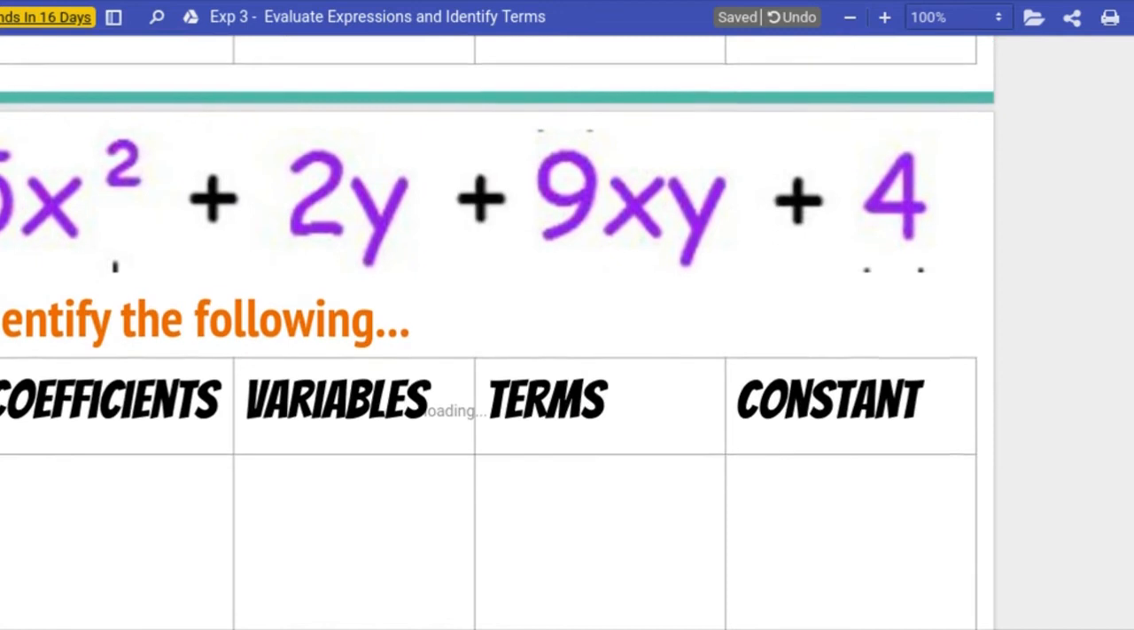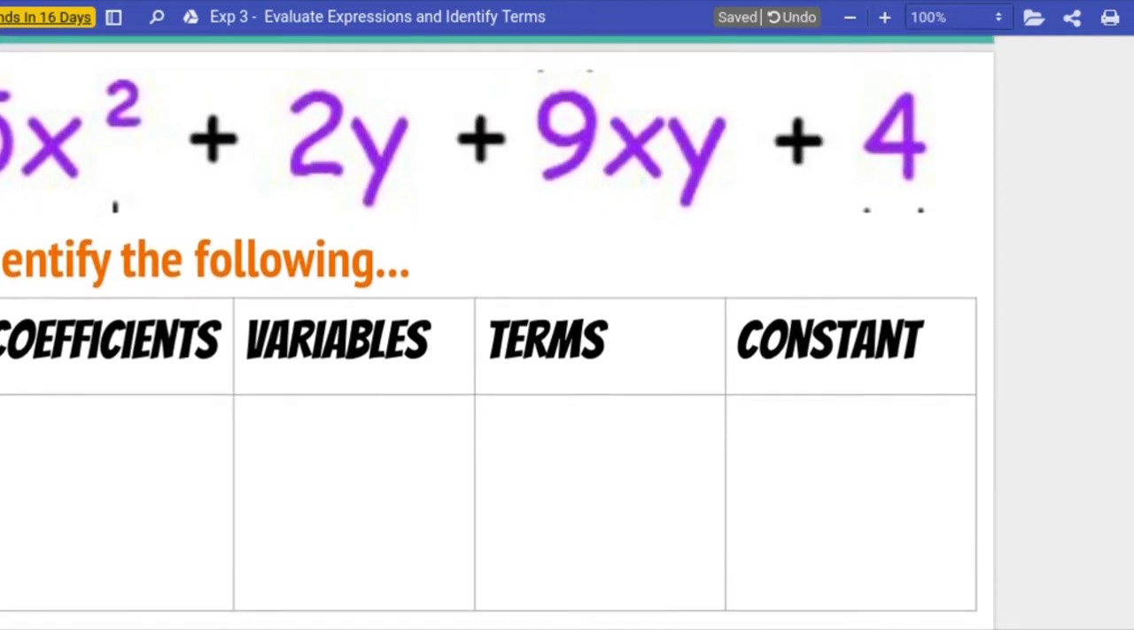Go ahead and pause the video and see if you can fill out this chart on your own, and then push play and check your answers and see how you did.